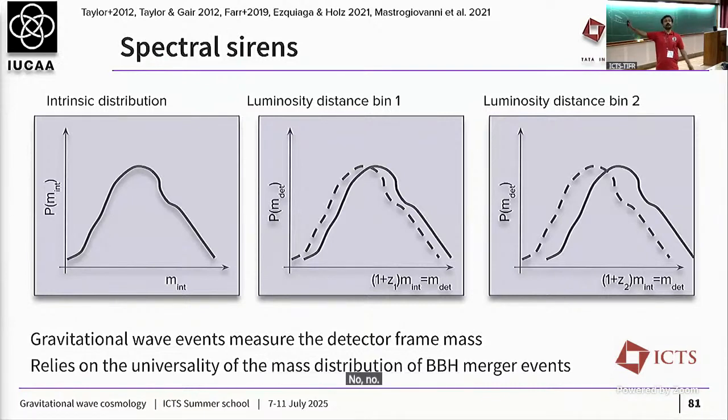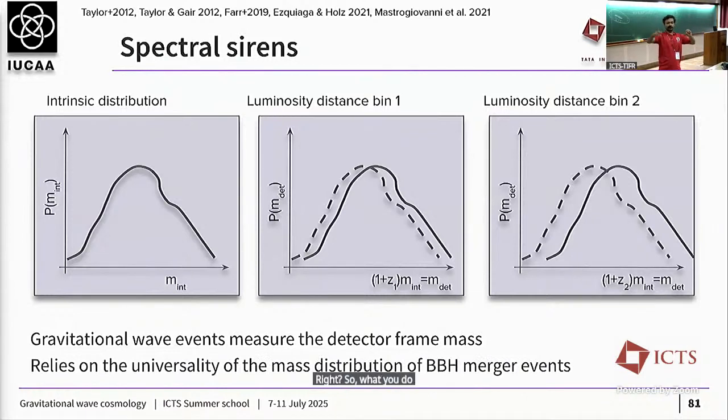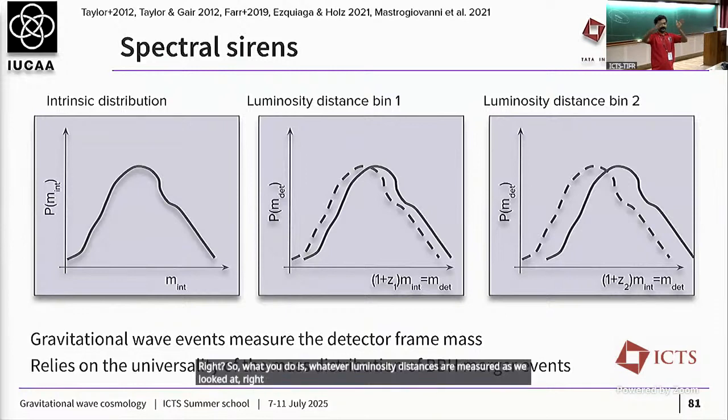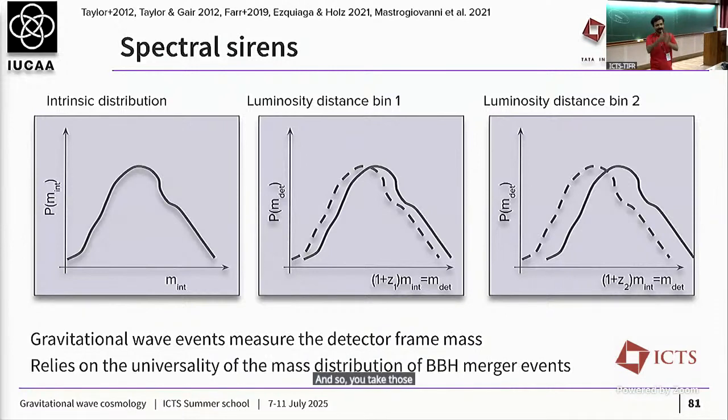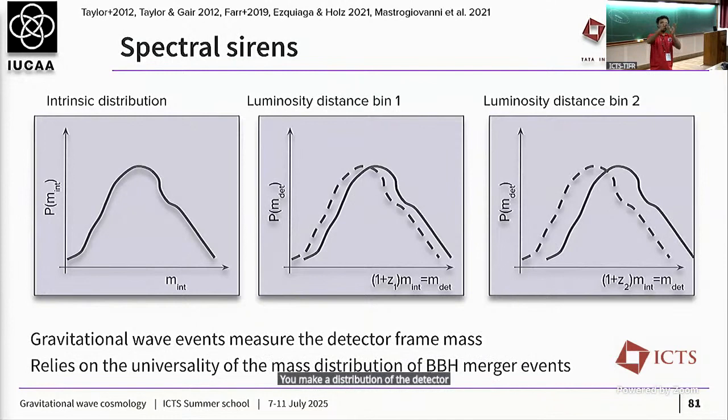No. There is no luminosity assumption here. You remember from the chart, you can actually figure out what is m times 1 plus z. Right? So what you do is, whatever luminosity distances are measured as we looked at, right? And so you take those luminosity distances, you make bins. So you have now multiple gravitational wave events in the same bin. You make a distribution of the detector frame, so m times 1 plus z. That is what is shown here, right?